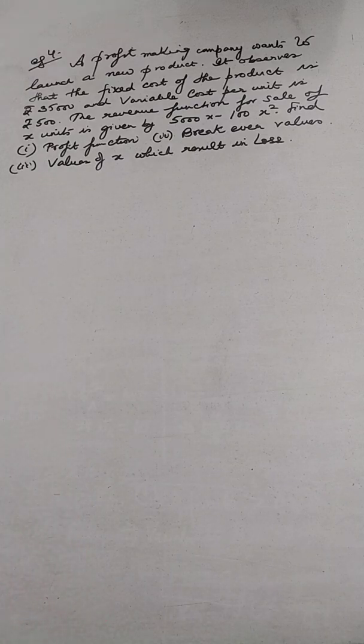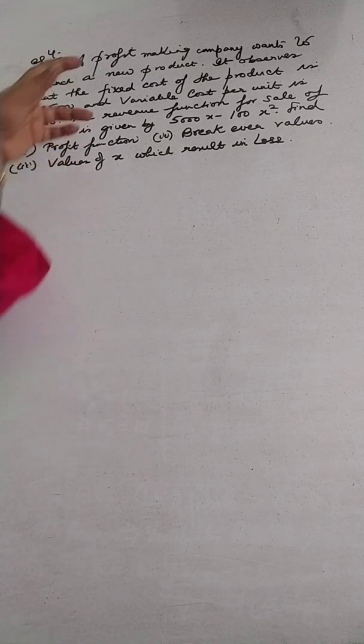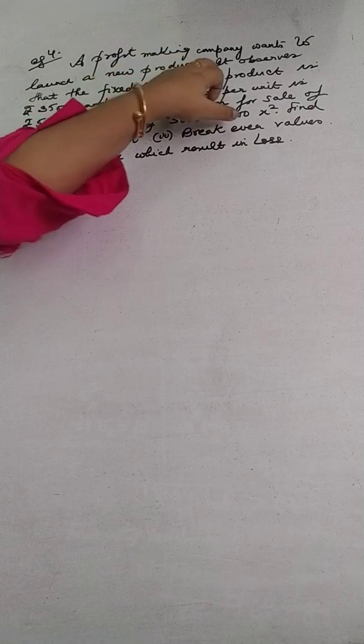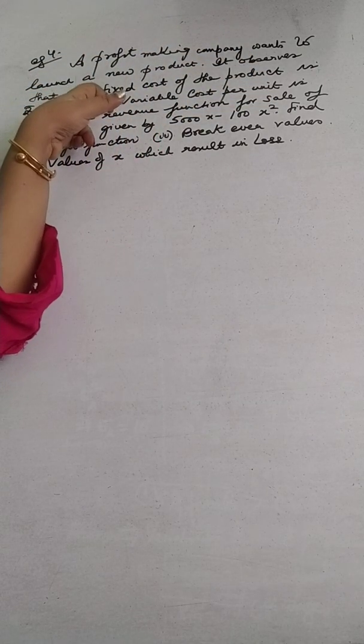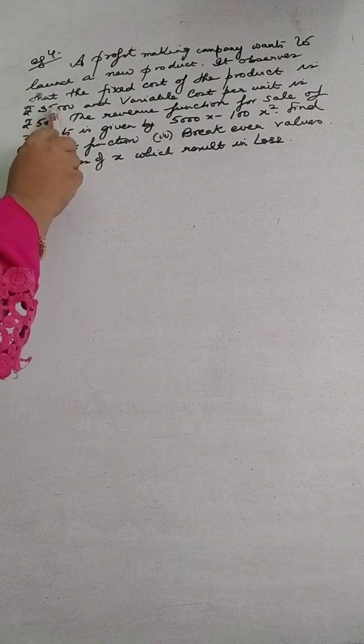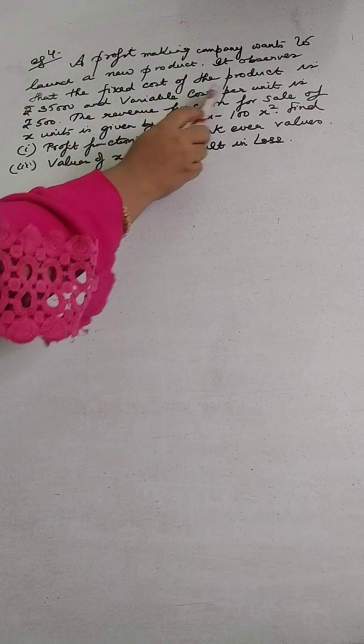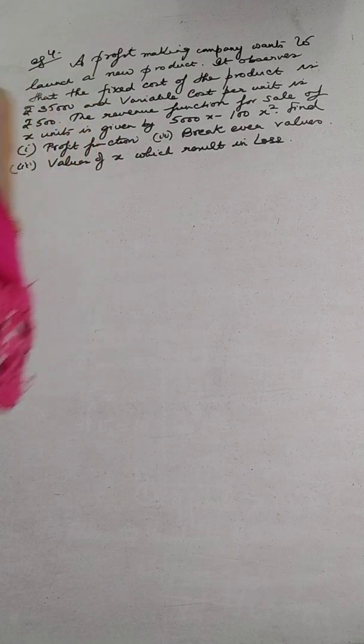Continuing with application of calculus in commerce and economics. This is the next question that we will work out today. The question says, a profit-making company wants to launch a new product. It observes that the fixed cost of the product is rupees 35,000 and variable cost per unit is rupees 500.